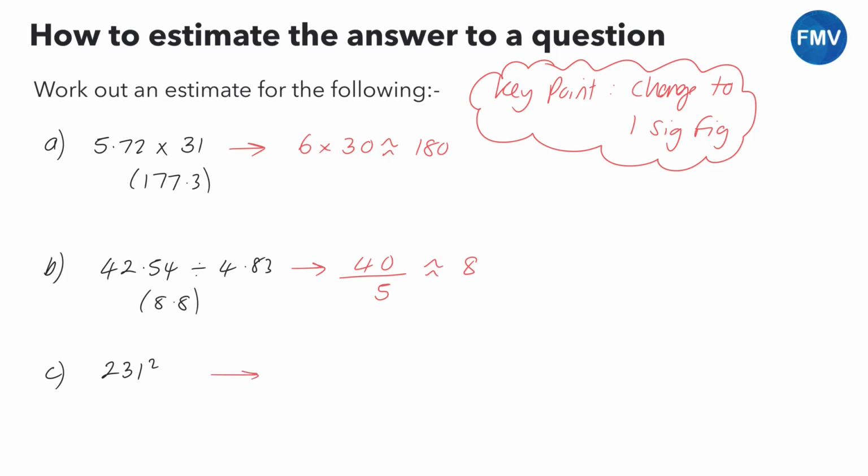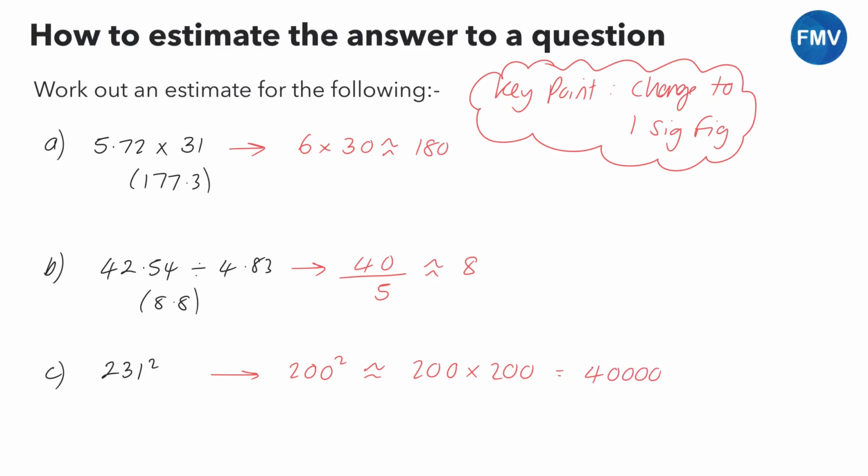Looking at this next one, 231 squared. This is where people get a little bit worried about going away from rounding to one significant figure. Some people will do 230 squared. Well, that's still quite a difficult thing to do. Don't. Just stick with the one significant figure. Go for 200 squared. Well, you know 200 squared is just 200 multiplied by 200. So in this case, we can go 2 times 2 is 4, and then we're multiplying by 10, 10 again, 10, and 10 again. So 2 times 2 is 4, 40, 400, 4,000, 40,000.